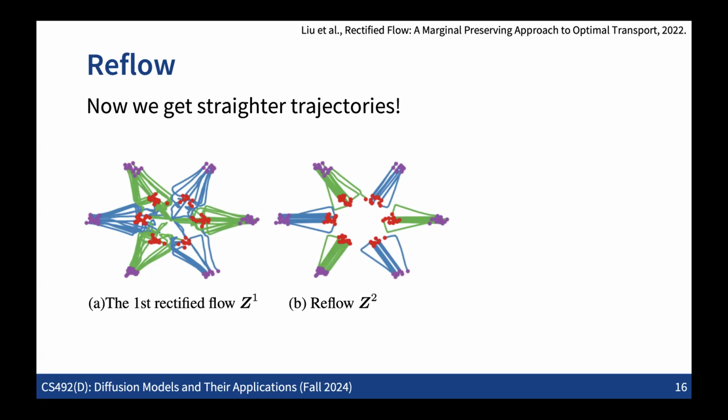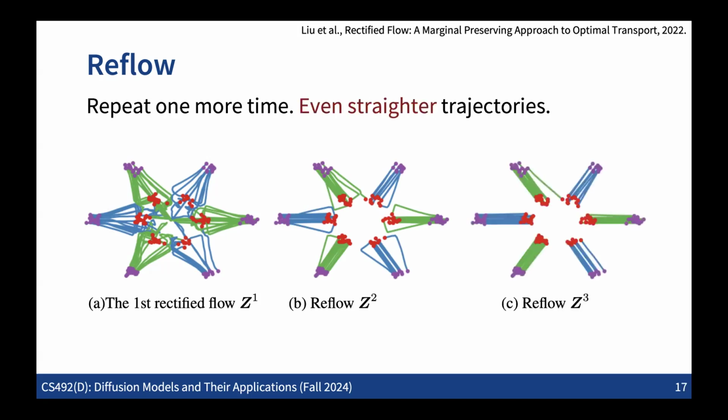And we can also repeat this again. Basically, now taking the second model as some kind of base for the sampling and training again. Then we get more straight trajectories like this, even straighter trajectories. And what we can see is that as we have straighter trajectories, it becomes much easier to solve the ODE, right?